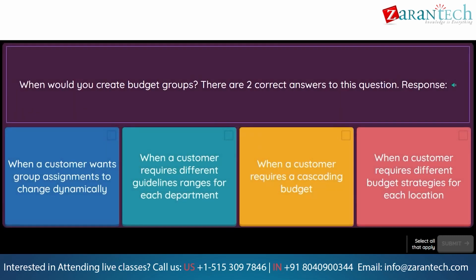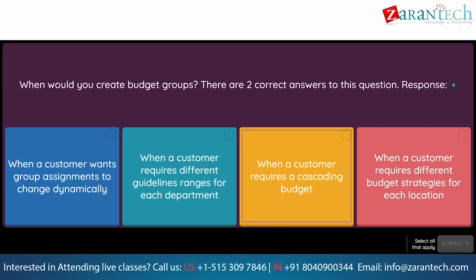Question: When would you create budget groups? There are 2 correct answers to this question. Response. Option 1, When a customer wants group assignments to change dynamically. Option 2, When a customer requires different guidelines ranges for each department. Option 3, When a customer requires a cascading budget. Option 4, When a customer requires different budget strategies for each location.